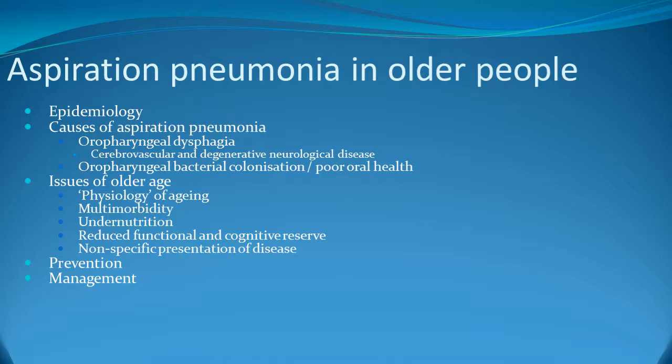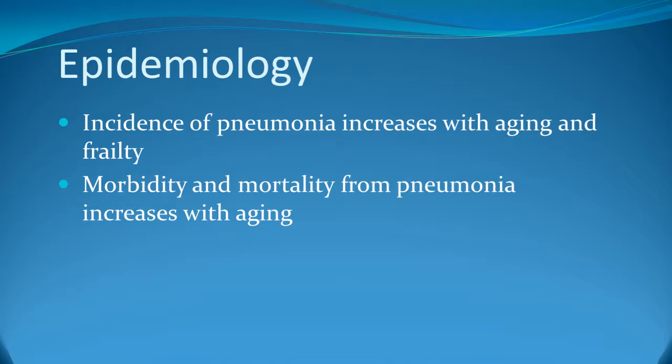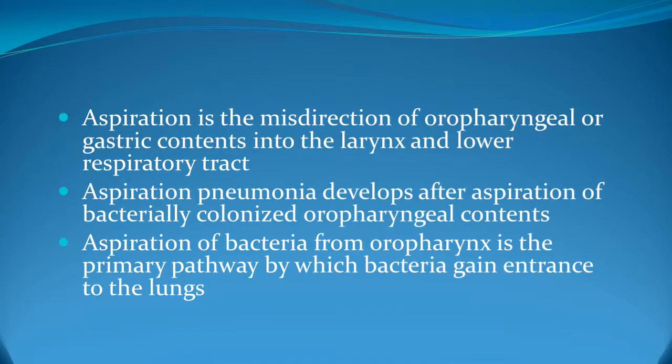It is common in older people and caused by oropharyngeal dysphagia, cerebrovascular, degenerative, and neurological diseases, oropharyngeal bacterial colonization, and poor oral health, and associated with aging, multimorbidity, undernutrition, reduced functional and cognitive reserve, non-specific presentation of disease, and we need to prevent and manage it if it happens. Incidence of pneumonia increases with aging and frailty of the patient. Morbidity and mortality from pneumonia increase with aging.